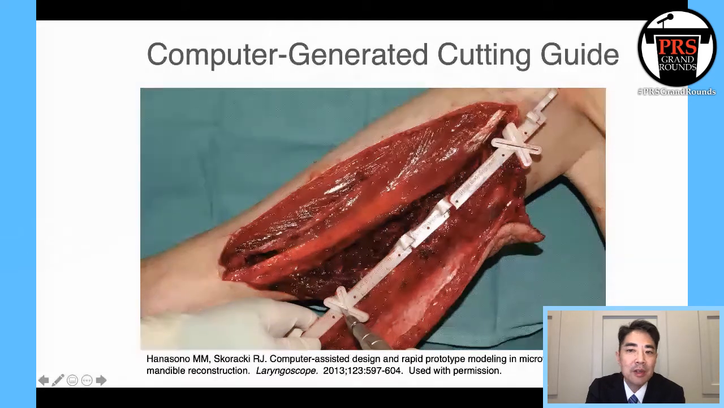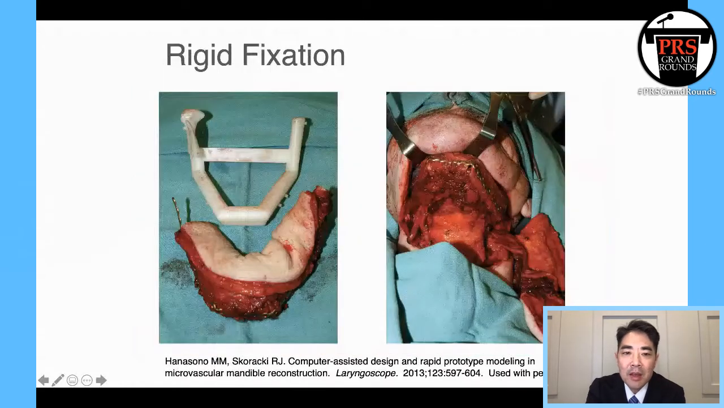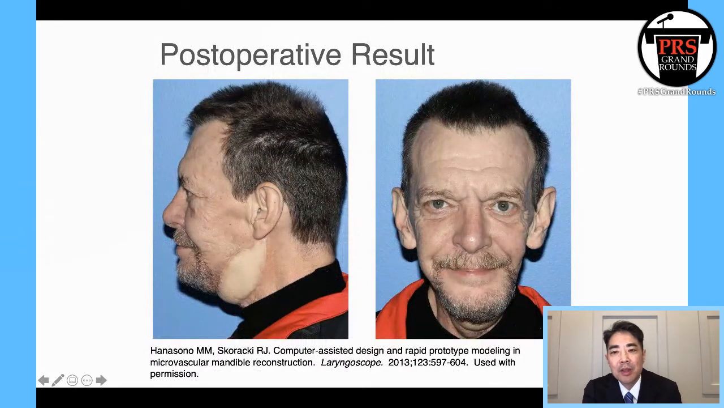Here's that computer-generated cutting guide, and it shows that I am exhausting every last bit of the patient's available fibula. The completed reconstruction looks very much like the mandibular model. And you can see here we are still using hand-bent plates for this particular reconstruction. But the time savings and the accuracy pay off in this type of really complicated and arduous reconstruction.